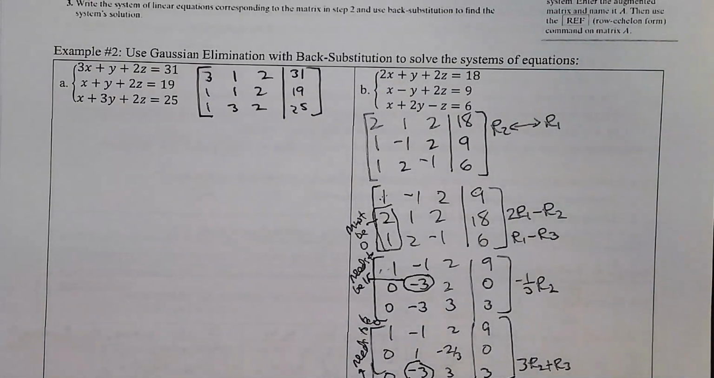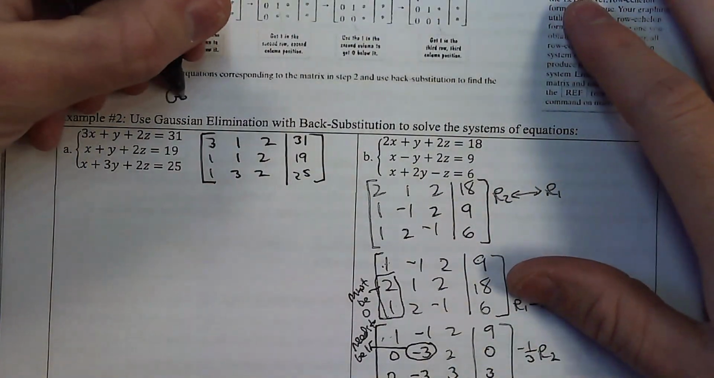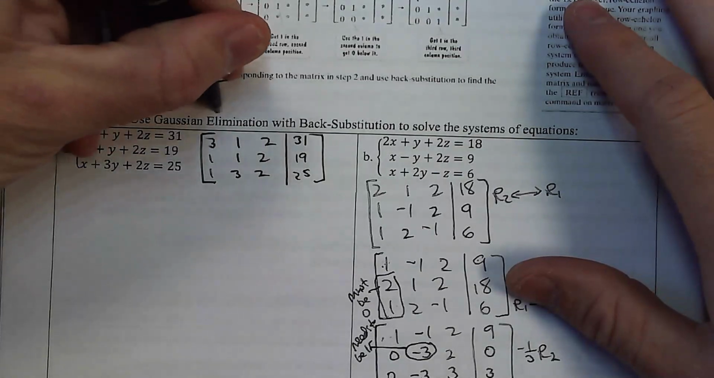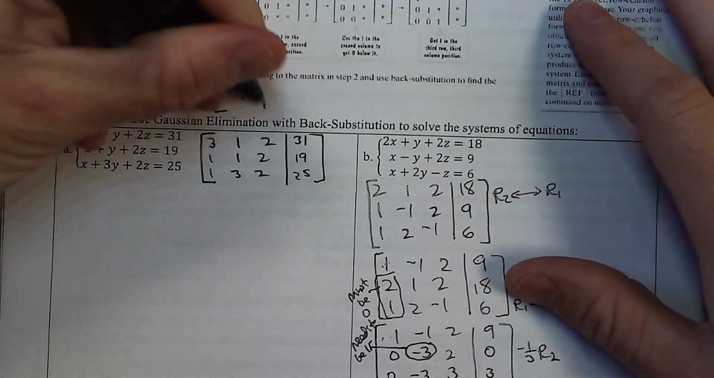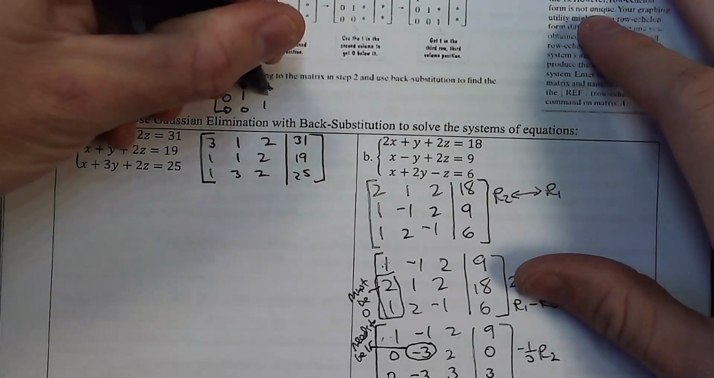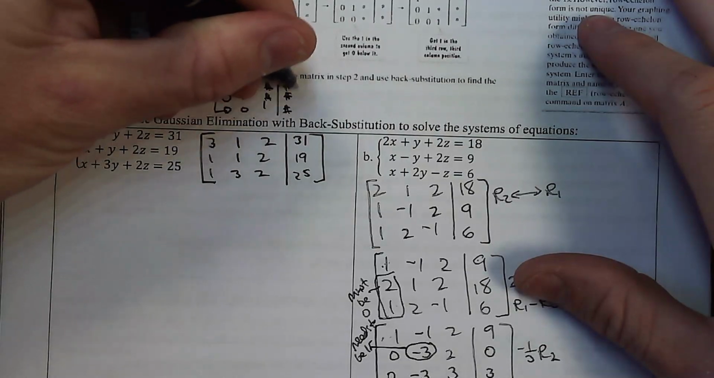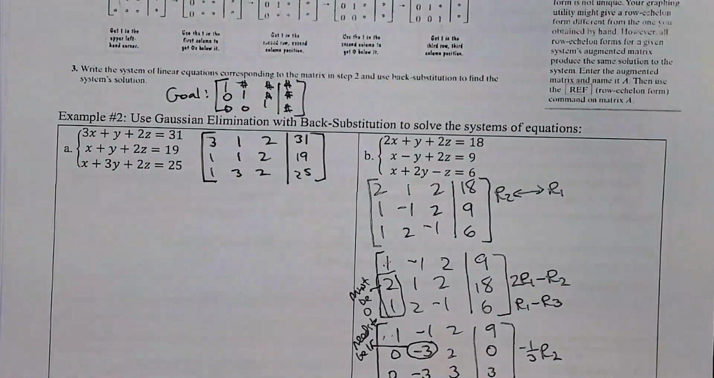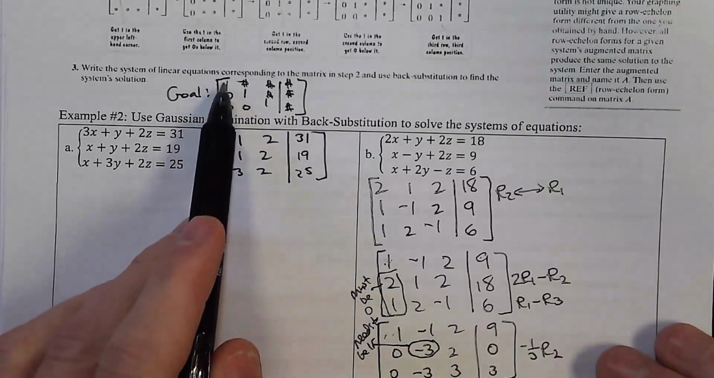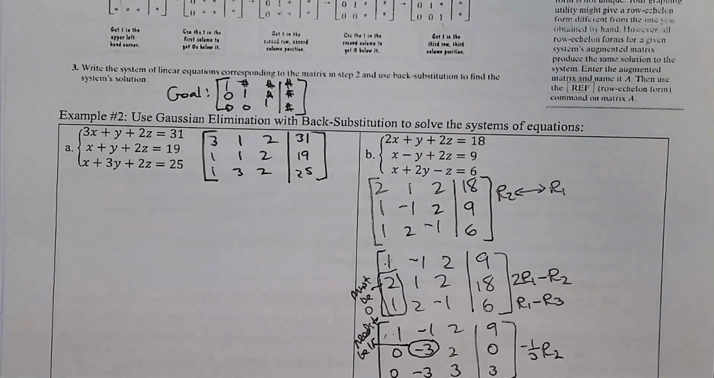All right, here's what my goal is. My goal is to have ones diagonal down the middle and zeros underneath them. And then I can have whatever numbers in the other spots. So I have to have ones on the diagonal and zeros underneath it. That's what my goal is. That's what gets it into that form, okay?